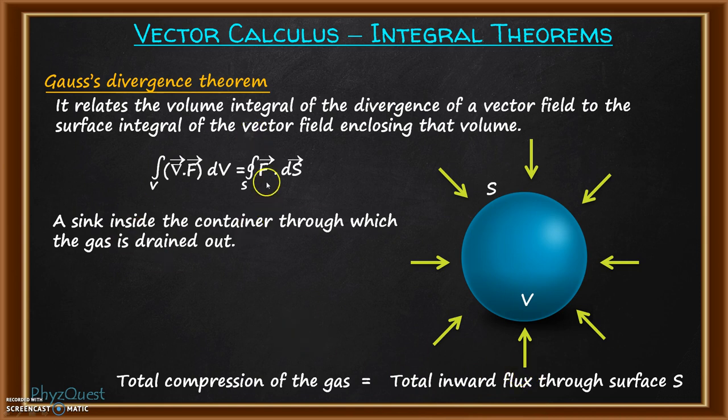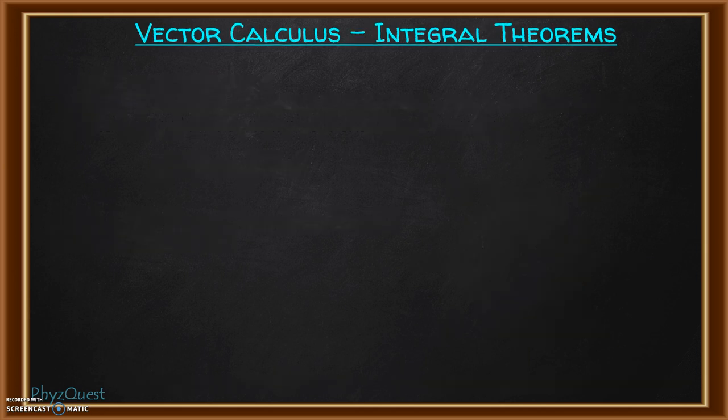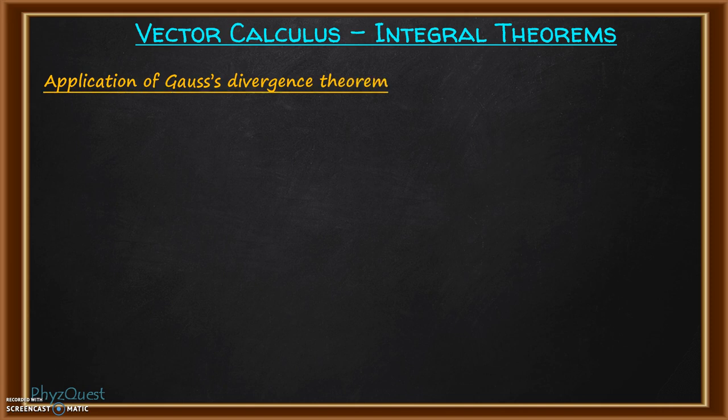So again, we have understood that the Gauss divergence theorem basically relates the volume integral to a surface integral, and we have understood this through a practical example. Now this is about the definition and understanding the theorem. Now let's talk about some applications of the Gauss divergence theorem. Gauss divergence theorem has many applications.